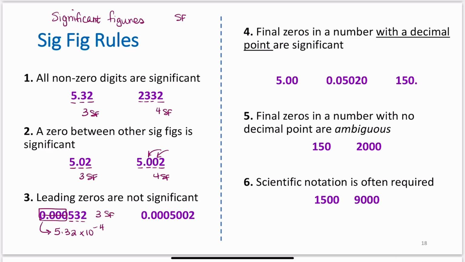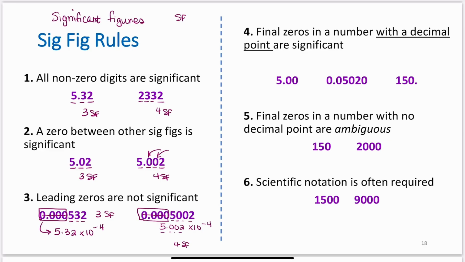Again, same thing here. If I was to put this number into scientific notation, I would have 5.002 times 10 to the negative 4. So I have 4 sig figs. These zeros in front, not significant. I have 1, 2, 3, 4 sig figs in this value.